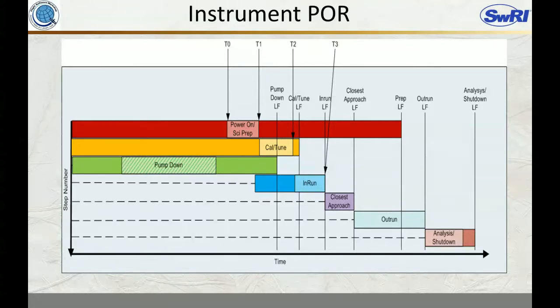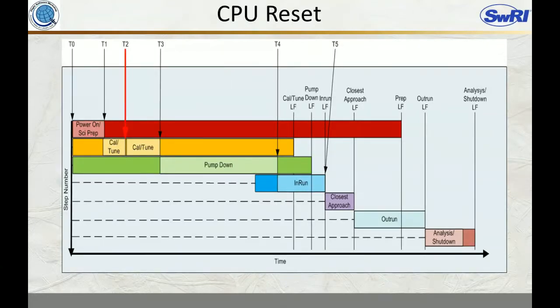The CPU reset is similar, except if I reset here at T2, I don't need to go all the way back to the beginning because all my power supplies are still up. I can just jump right back in. So if we reset here in the middle of CalTune, the tuning process itself isn't designed to be restartable in the middle, so it would restart. We'd start from the beginning of the tuning process, which makes it finish a little later than the nominal timeline would have it finish. And then everything else automatically slides over. The pump down automatically slides out. The in-run, when we start in-run, automatically slides out, and then everything else is caught up from there.